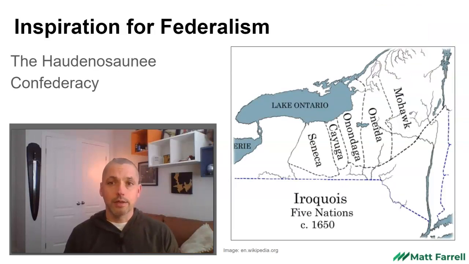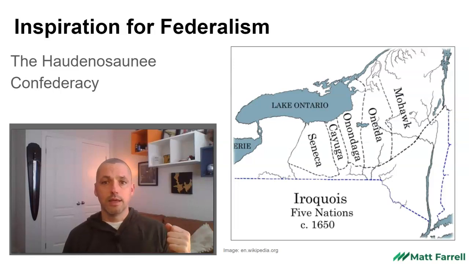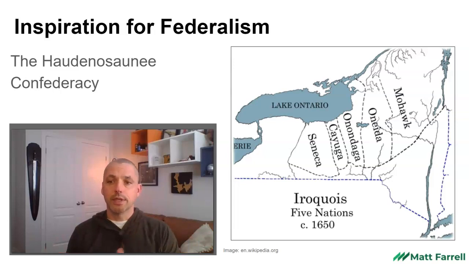Now, in North America, the Haudenosaunee Confederacy was very influential for the Canadian and American Constitution. They noticed that the nations of the Haudenosaunee, the 5 different nations, all were independent nations, yet sometimes they got together where their interests aligned. And so that was the inspiration for, again, those 2 constitutions.